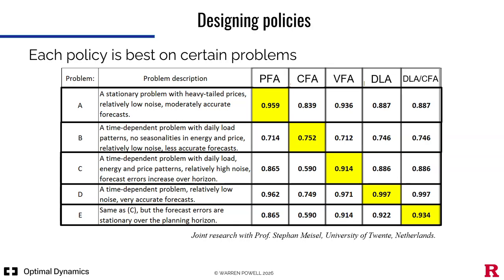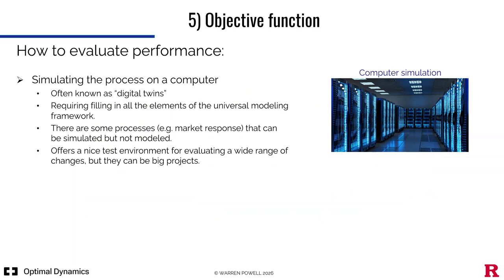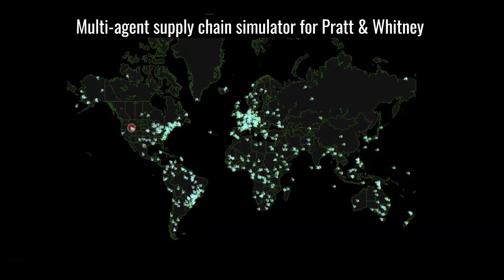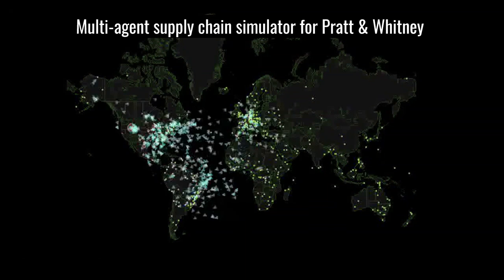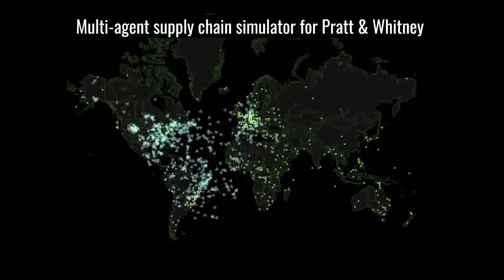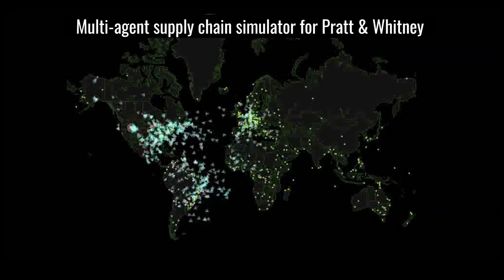This is sort of emphasizing that we really need to teach students the full toolbox. Now, how do you evaluate performance of a policy? Well, number one is you simulate it on the computer. This is what I used to do as an academic. These are often referred to as digital twins. Here's a simulation of Pratt & Whitney. It's a multi-agent simulator. We have parts coming from all over the world.